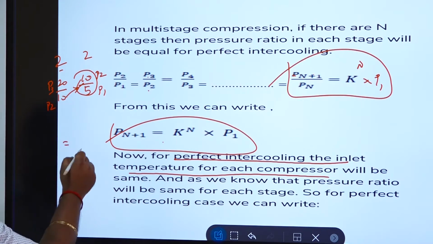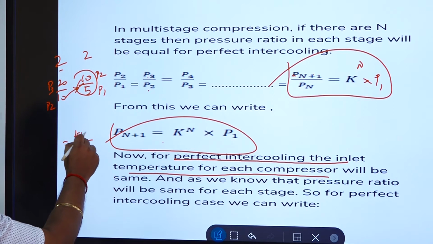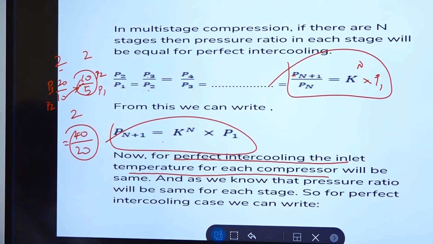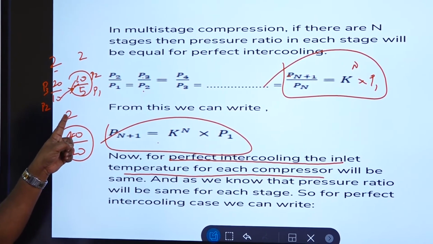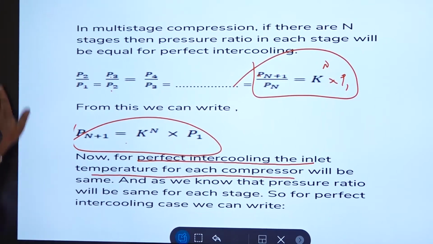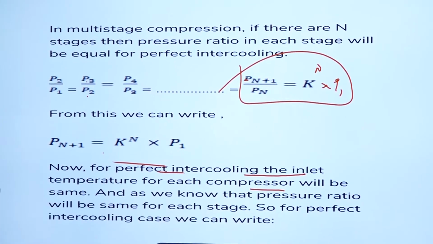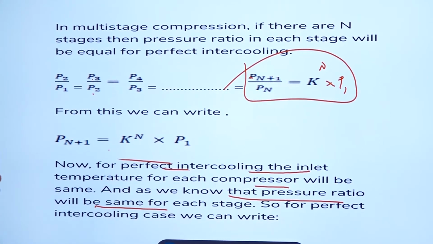Then P3 is 20, and P4 is 40, so P4 by P3 is 40 by 20, that is also 2. So you will get the same ratios. The pressure ratio will be the same for each stage.